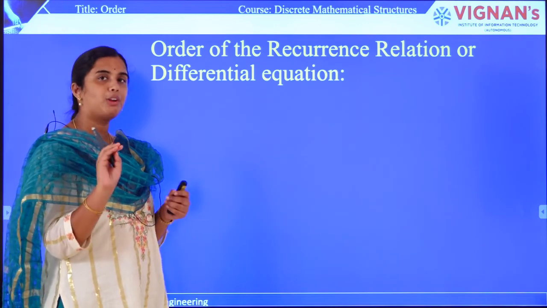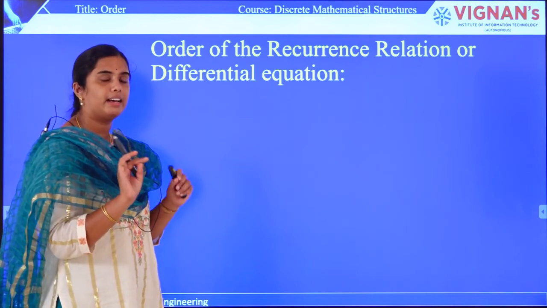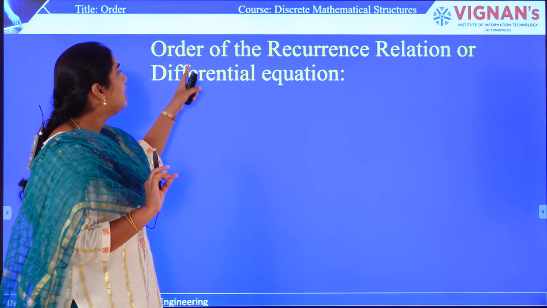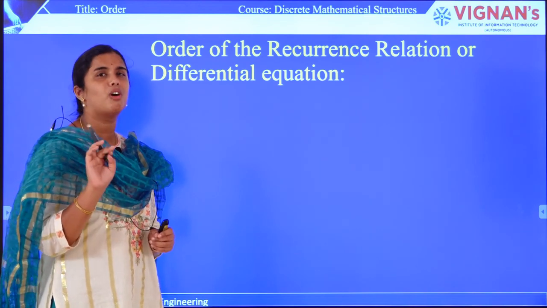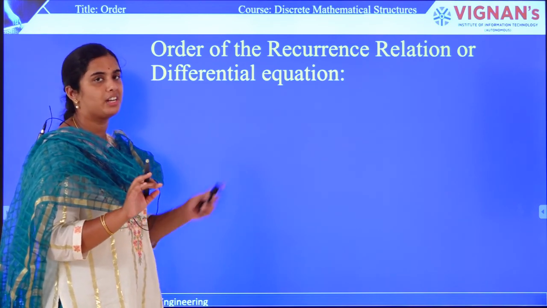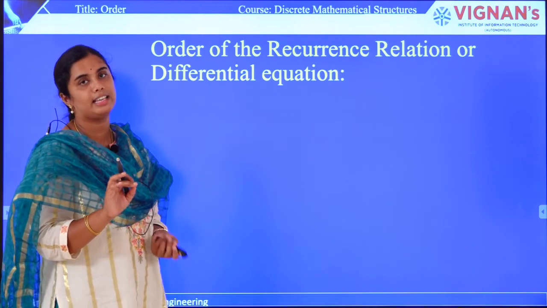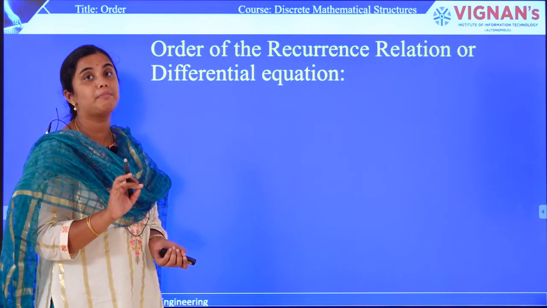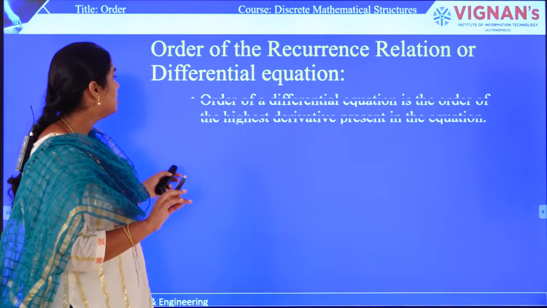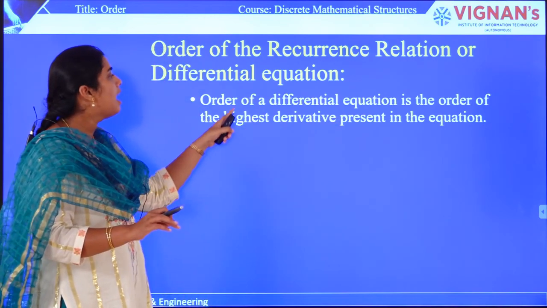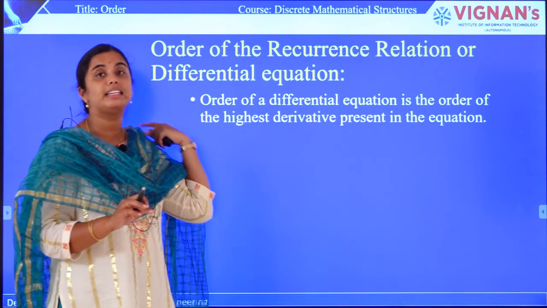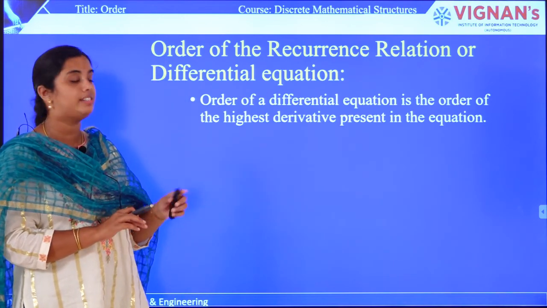Some more terminologies related to the recurrence relation: how do we find the order of the recurrence relation? So what is the order of the recurrence relation? A recurrence relation is also called a differential equation from a mathematical point of view. Okay? The order of a differential equation is the order of the highest derivative present in the equation. So what is this derivative?